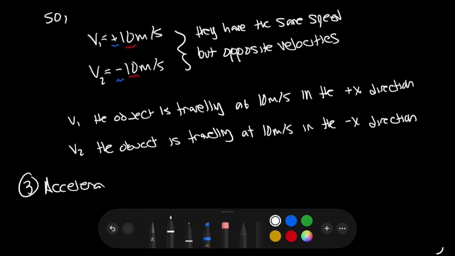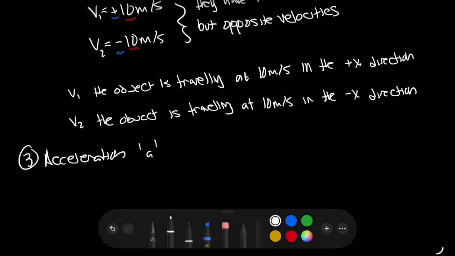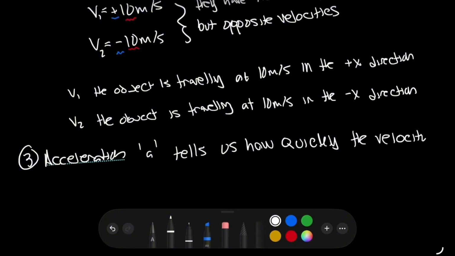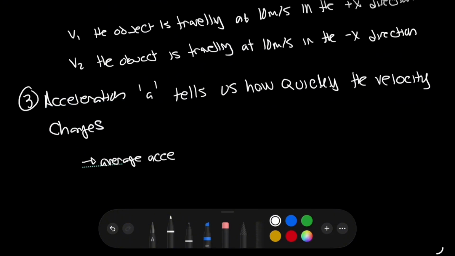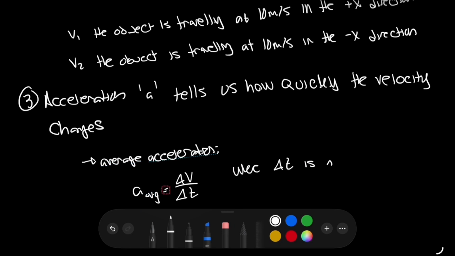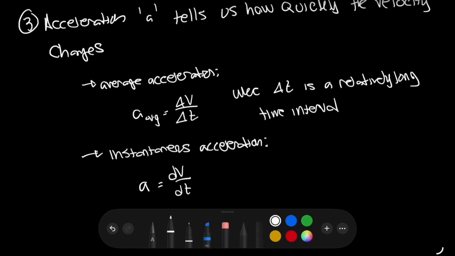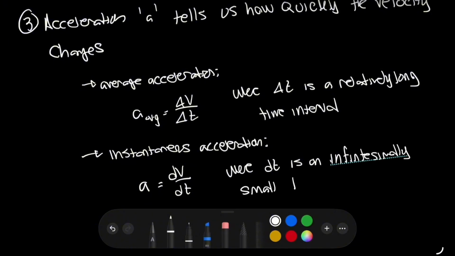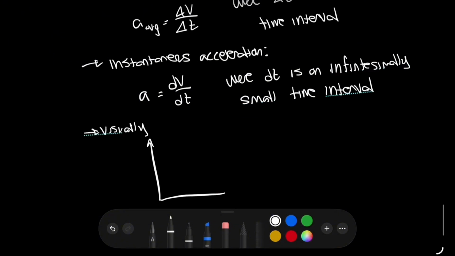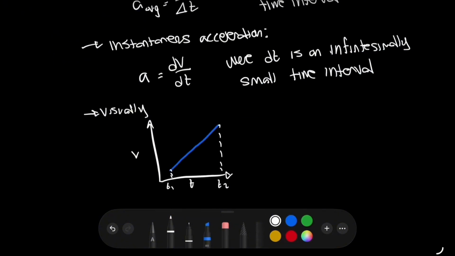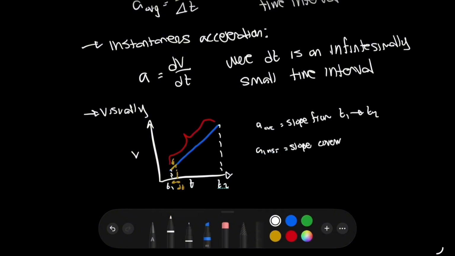The next thing we can define is acceleration, denoted by lowercase a, and it tells us how quickly the velocity changes. So the average acceleration is given by this equation here, where delta v is the change in velocity, and delta t is a relatively long time interval. Instantaneous acceleration can be written as this, where dt is an infinitesimally small time interval. So visually here, if we're given this velocity time graph, the average acceleration is the slope from t1 to t2, so this longer time interval, and the instantaneous acceleration is the slope of this very small dt time interval.